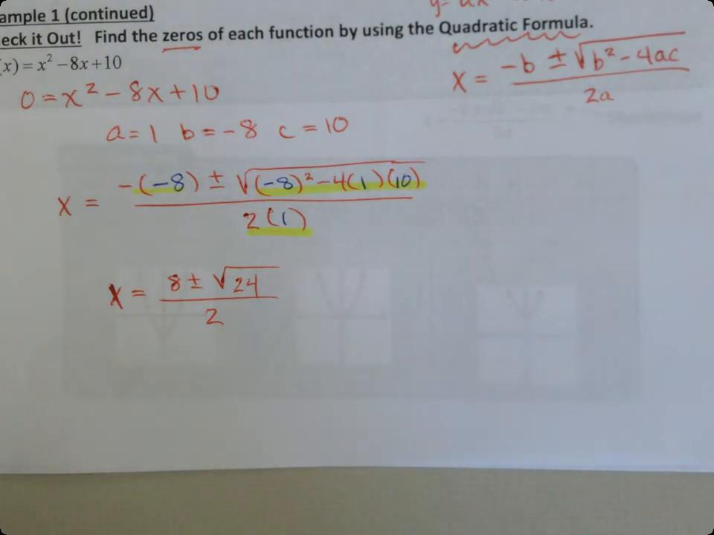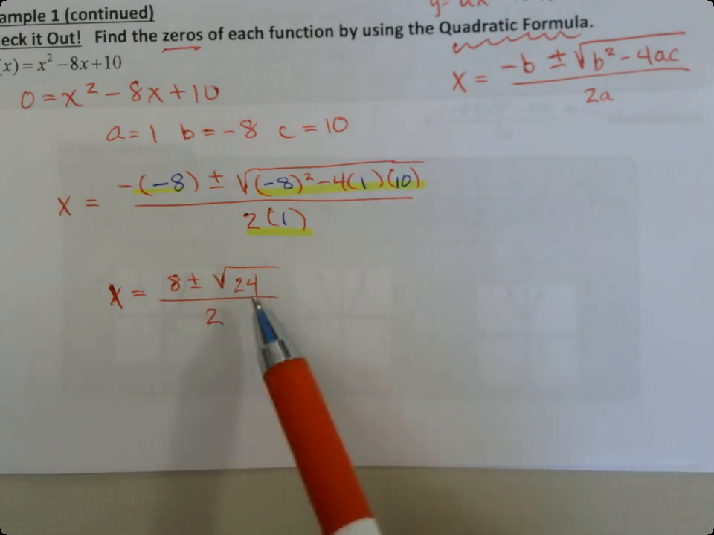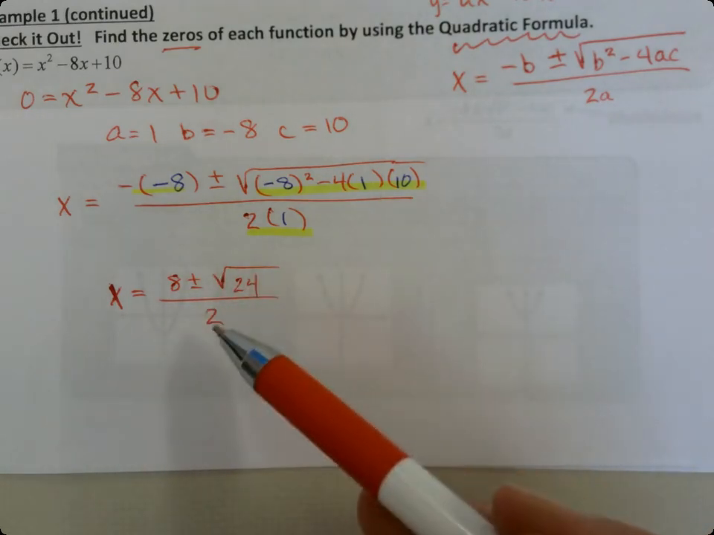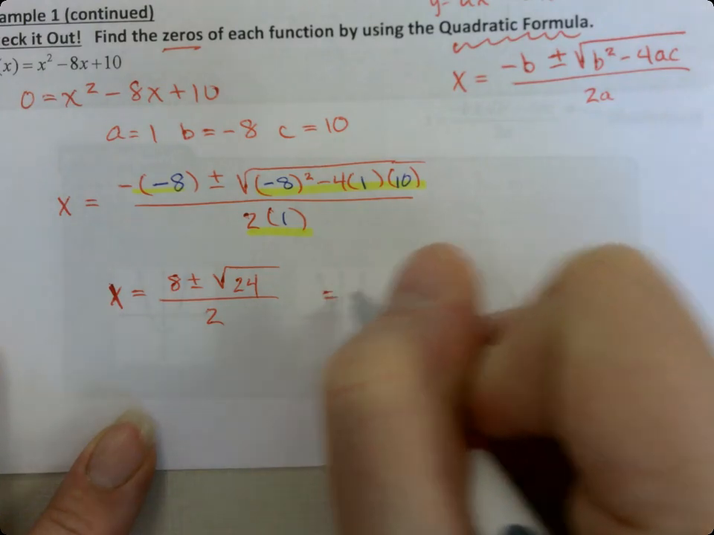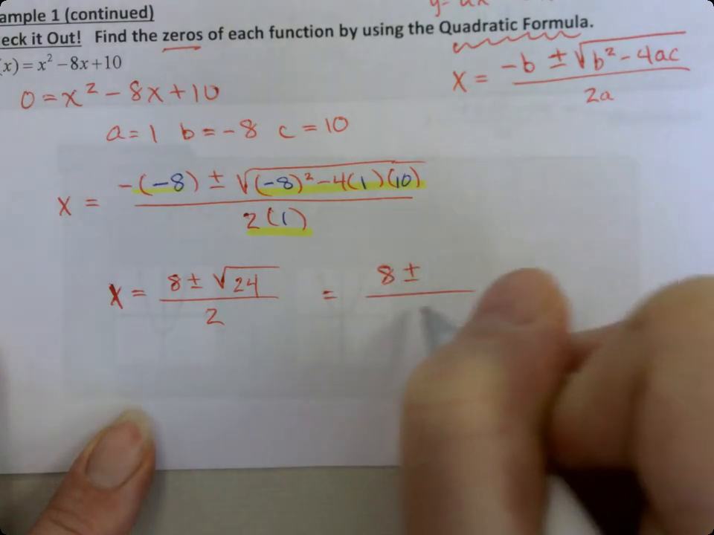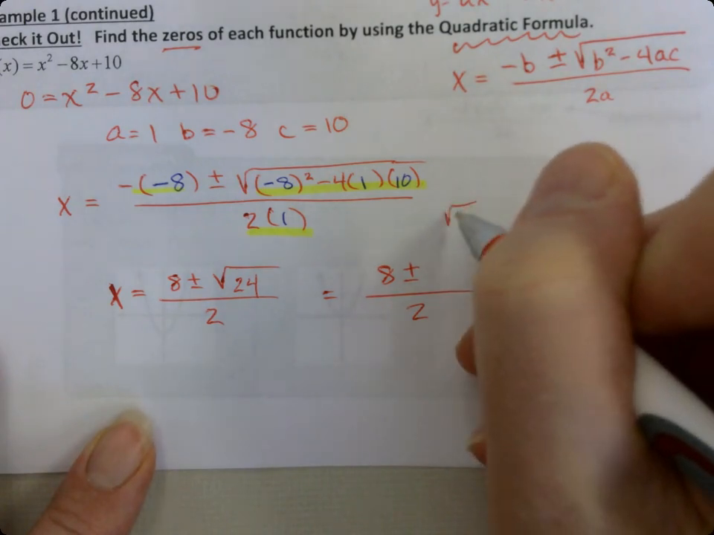Okay, we have these 3 pieces. What I need you to understand is I can't reduce the 8 and the 2 because that 2 also belongs to square root of 24. Can I reduce the 24 and the 2? No, because that's a square root and that's not. Do you remember all those rules? So I'm going to leave this 8 plus or minus something all over 2, and I need to break down that square root of 24.